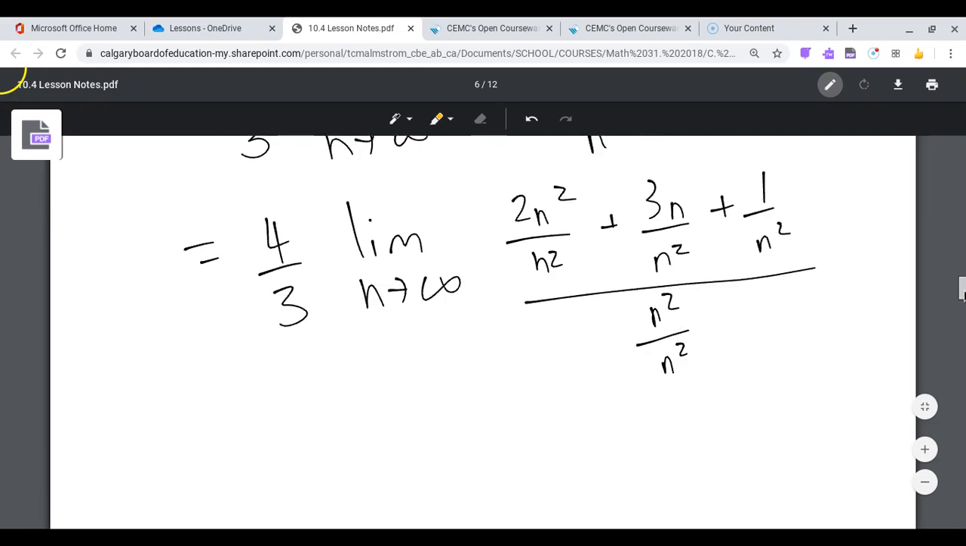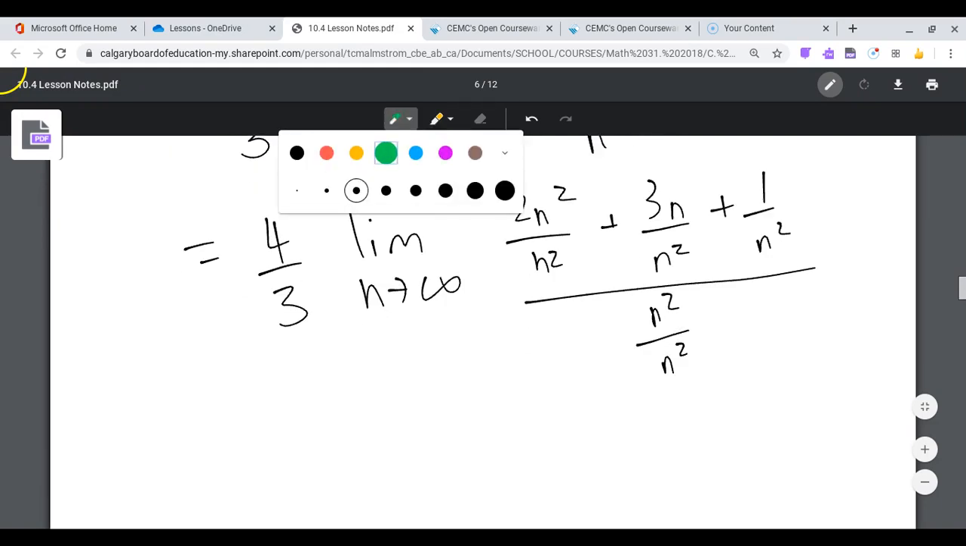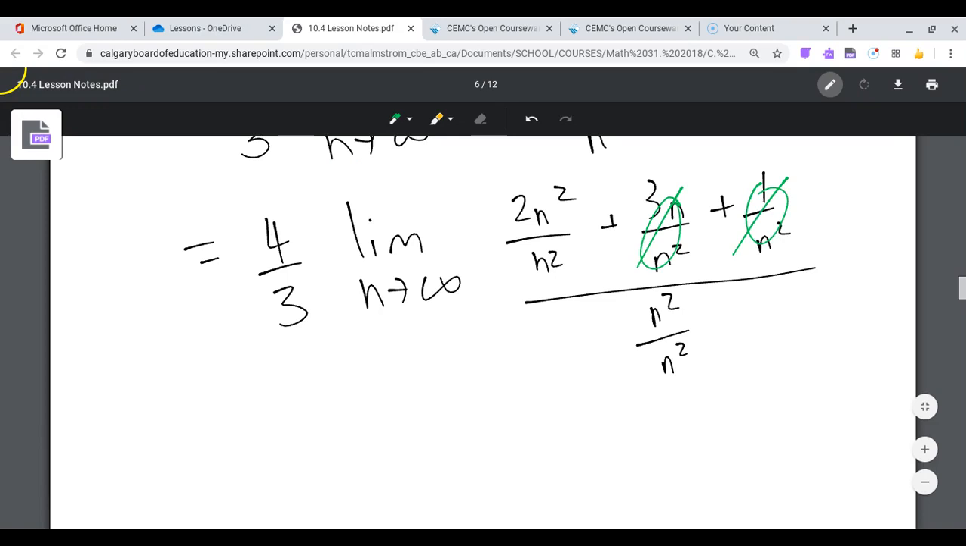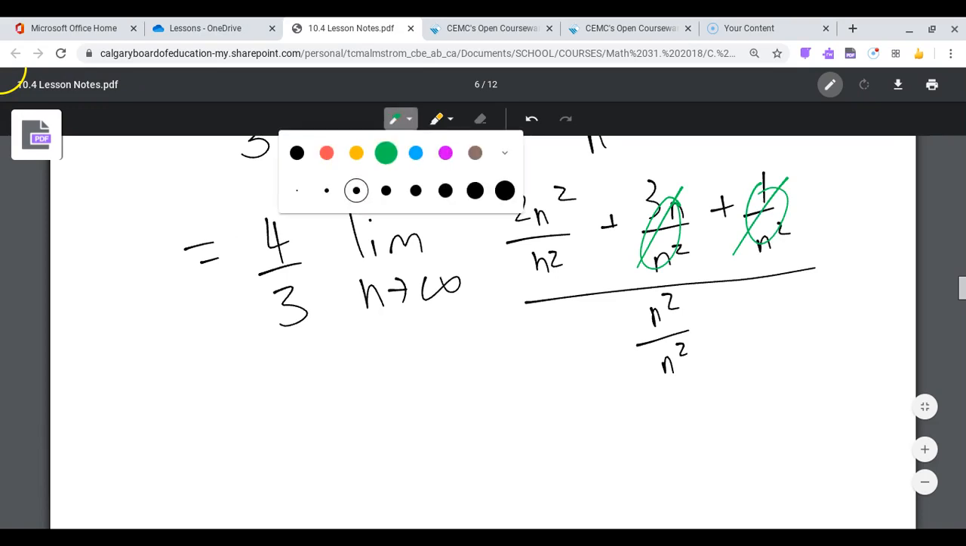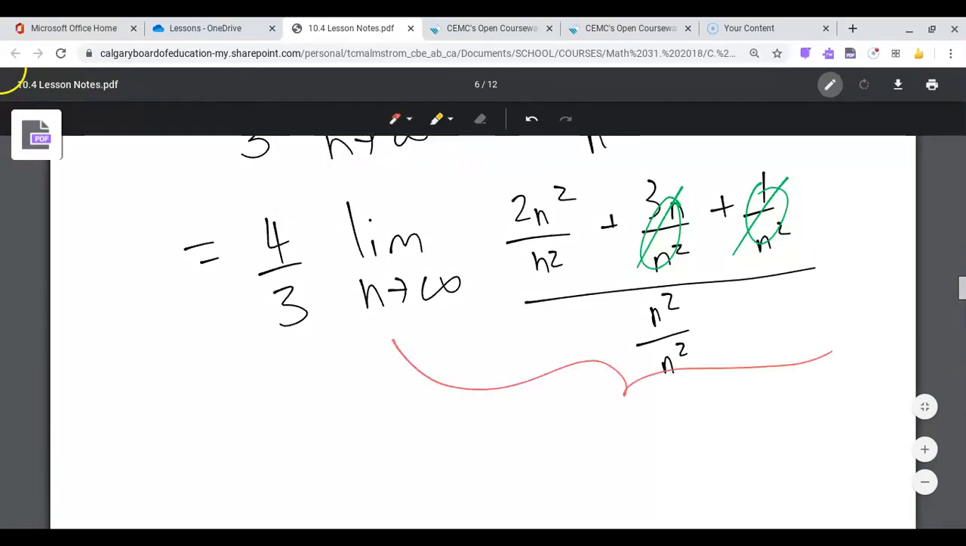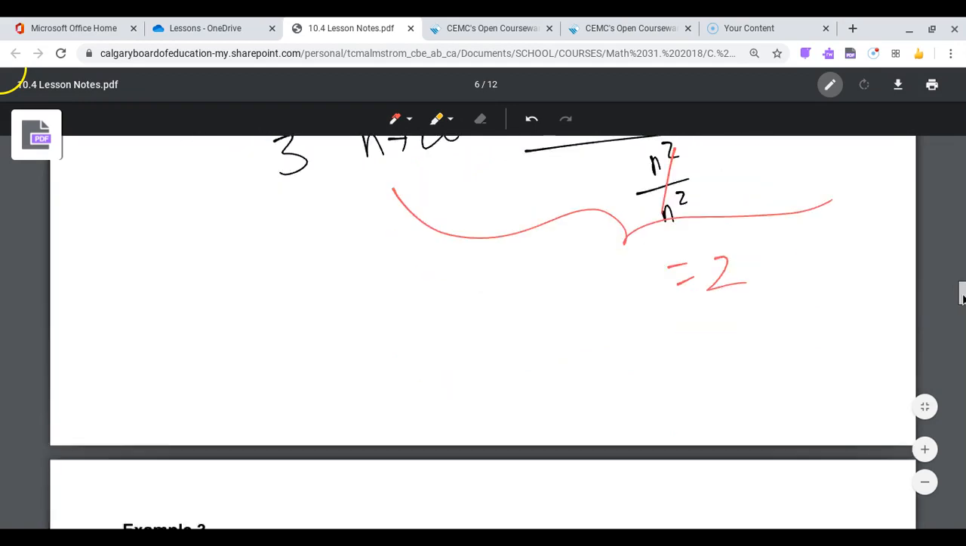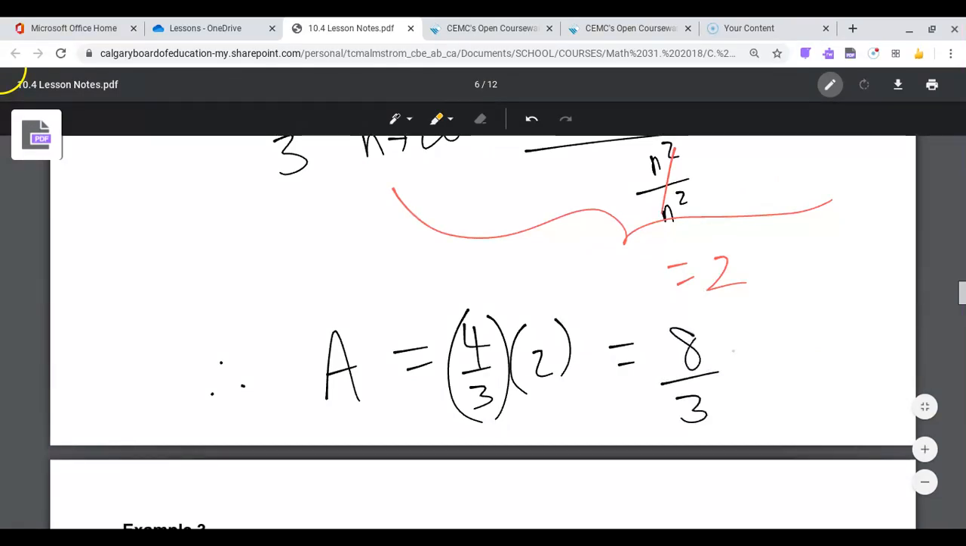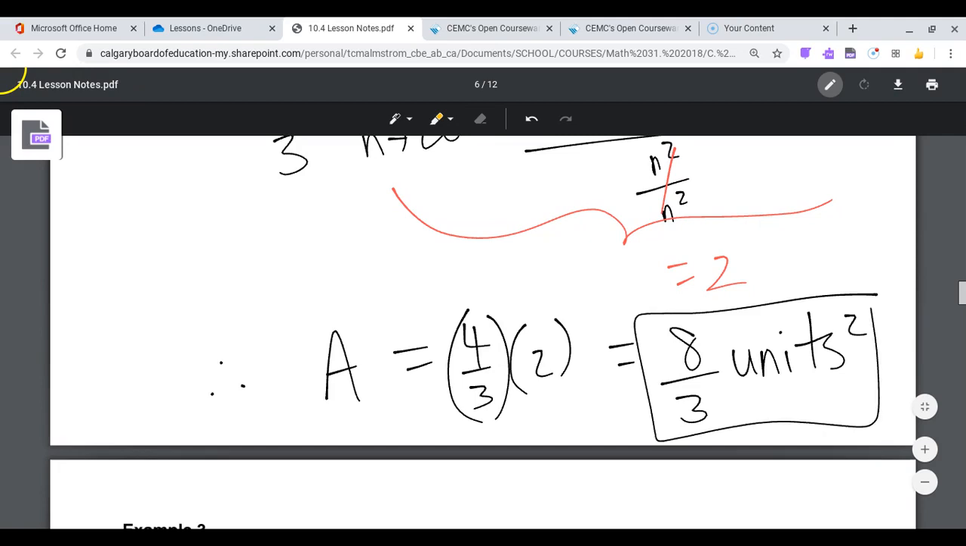And then anything, of course, that has a smaller exponent on the top is going to go to 0. And then that leaves me with this limit piece right here is going to equal 2. And then I still have to multiply that by the 4/3. So then the n squareds cancel, leaves me with 2 on 1. And then I can say, therefore, the area is equal to 4/3 times 2. So as an exact value, that's 8/3 units squared. Woohoo! We made it through the first crazy example.